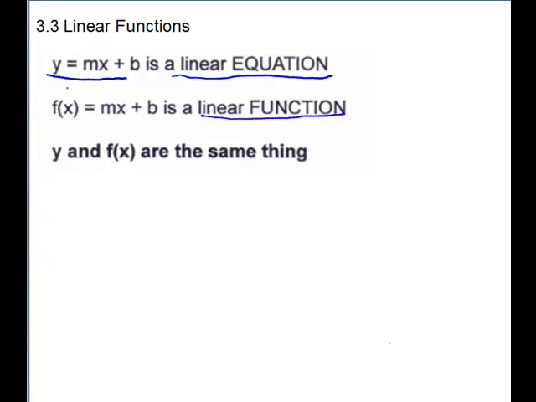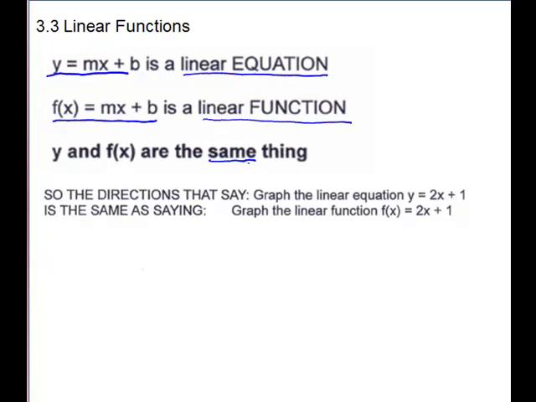Remember that f of x and y are the same thing. So wherever you see f of x, you could replace it with y. If they ask you to write it as a function, you will replace the y with f of x. So the directions that say graph the linear equation y equals 2x plus 1 is the same as saying graph the linear function f of x equals 2x plus 1. You're going to do the same work for each one.